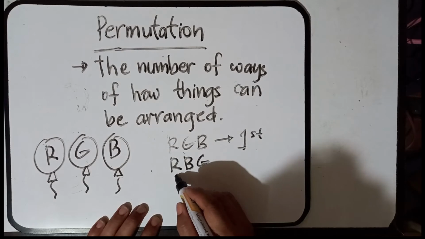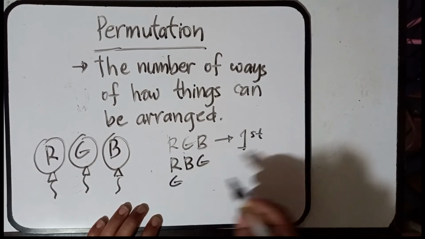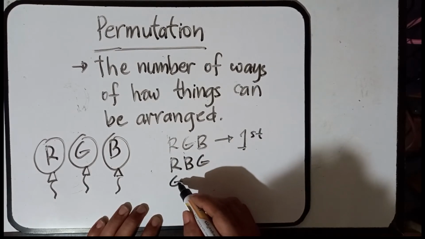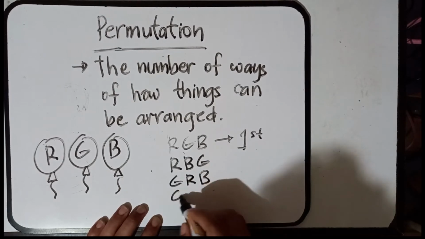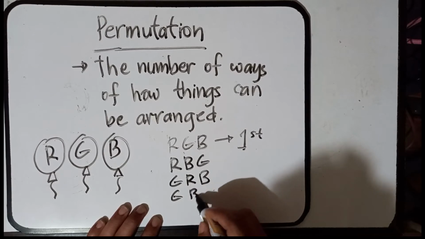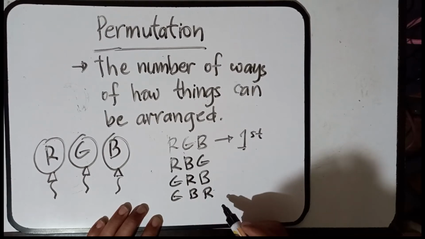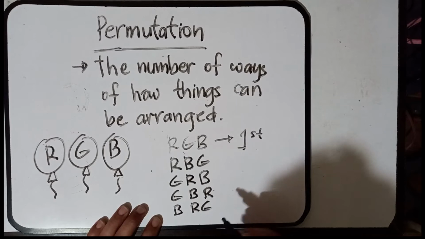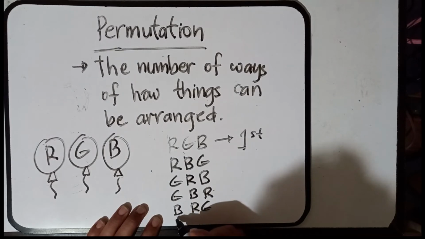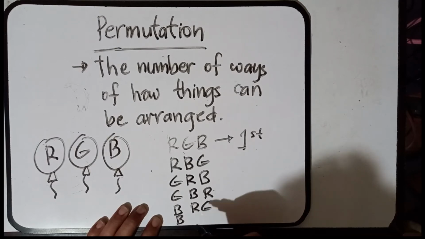And then we can arrange this with another order. Let's start with green, then red, and then blue, and then green, blue, and red. And then we can also start with blue, red, and green. And then the last one is blue, green, and then red.